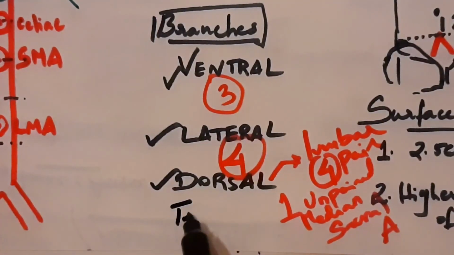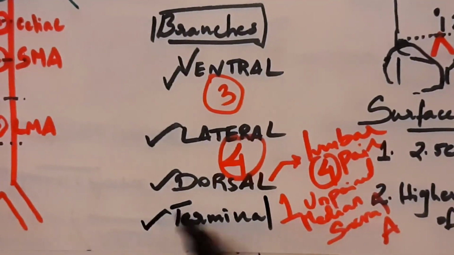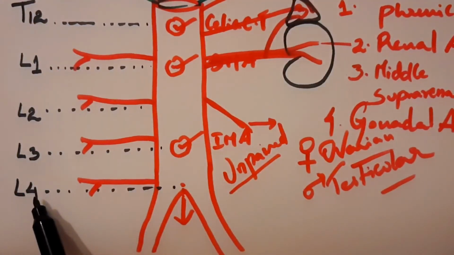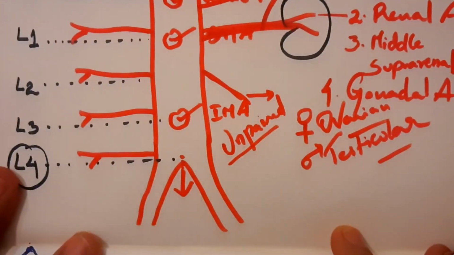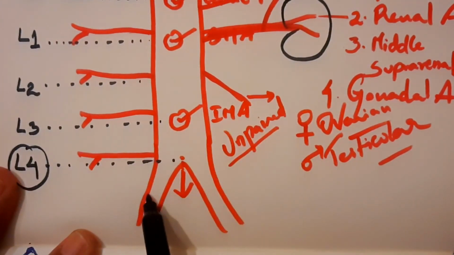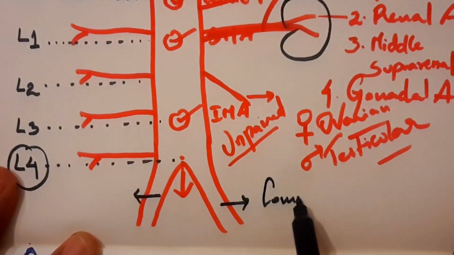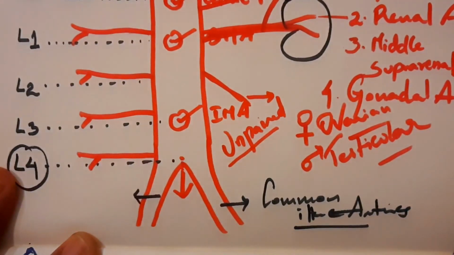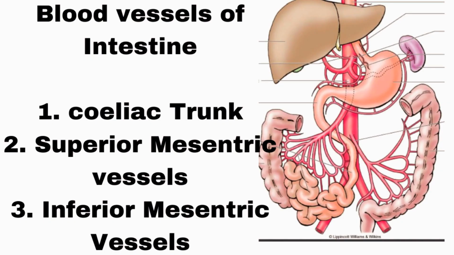Next we have terminal branches. So at the level of L4, abdominal aorta bifurcates into 2 branches, right and left common iliac arteries. Let's talk about the branches of celiac trunk, superior mesenteric, inferior mesenteric arteries in the next video.